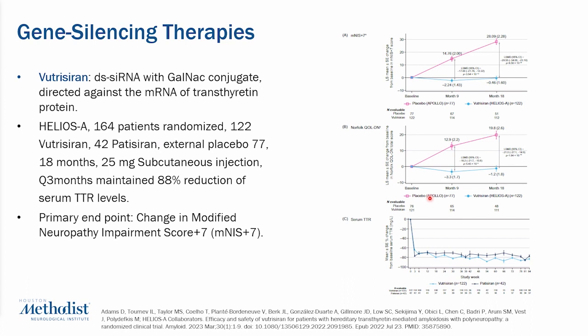The primary endpoint is the change in the mNIS+7 score. And as we can see here on the figure, the vutrisiran group had way better scoring in both mNIS+7 and the Norfolk questionnaire compared to the placebo group. And the TTR reduction was comparable to that of the patisiran group.